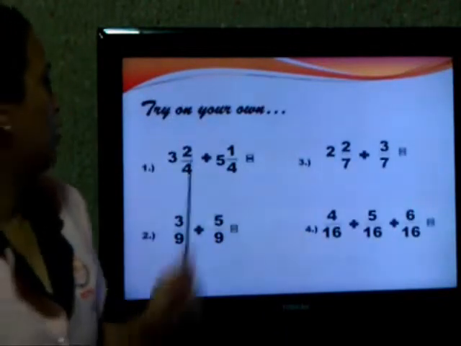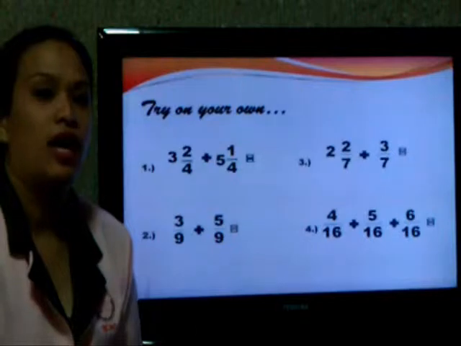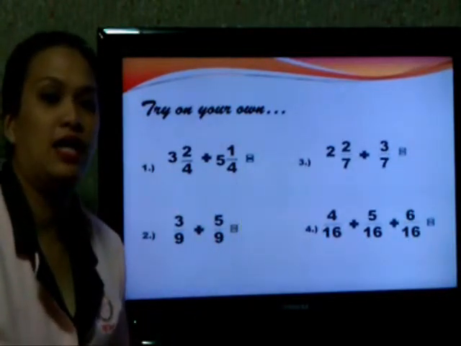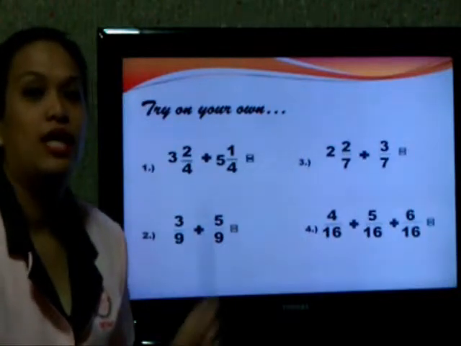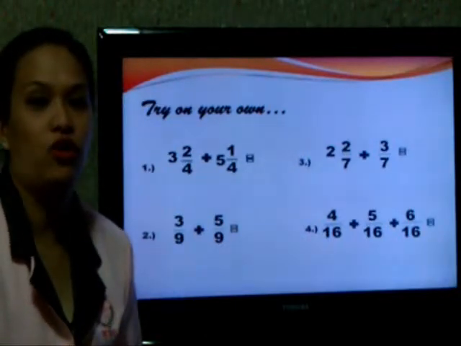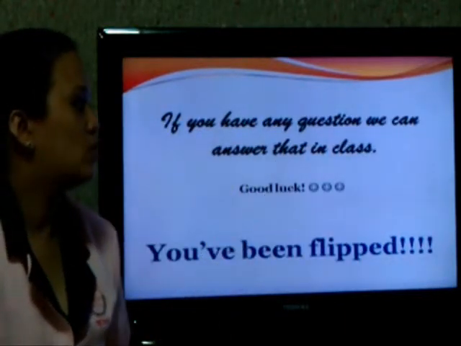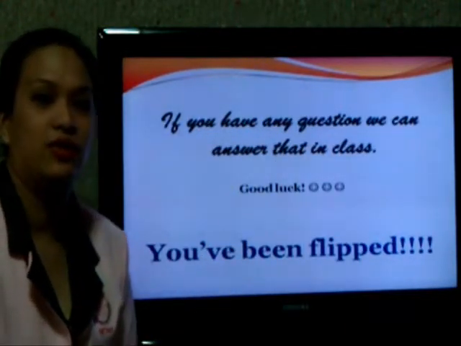Okay. Now, try it on your own. Copy this and answer in your math notebook. This would be the proof that you did your homework. If you have any questions, we can answer that in class. Good luck!